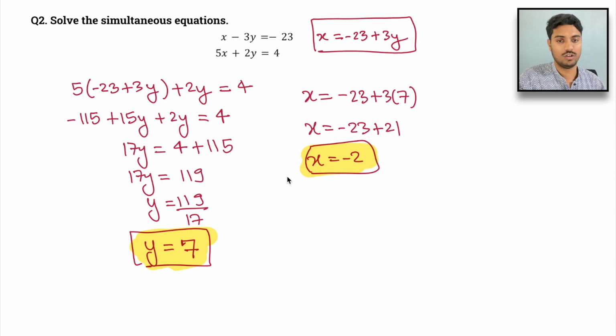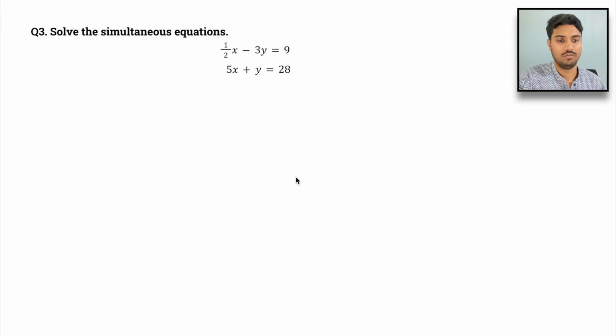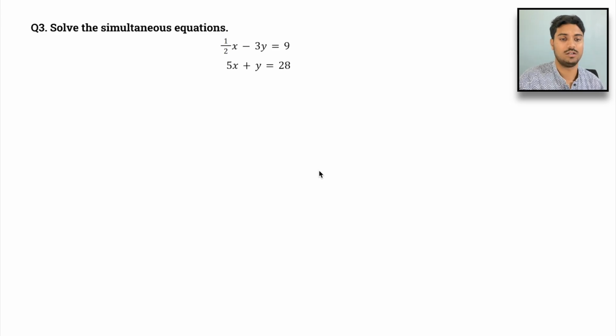Let's move on to question number 3. We are going to solve a lot of questions, so keep solving together. Solve the simultaneous equation. We have half x minus 3y equals 9, and the second equation is 5x plus y equals 28. All of these questions carry at least 3 marks.